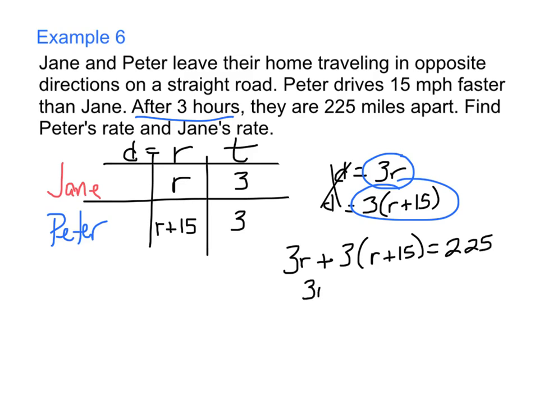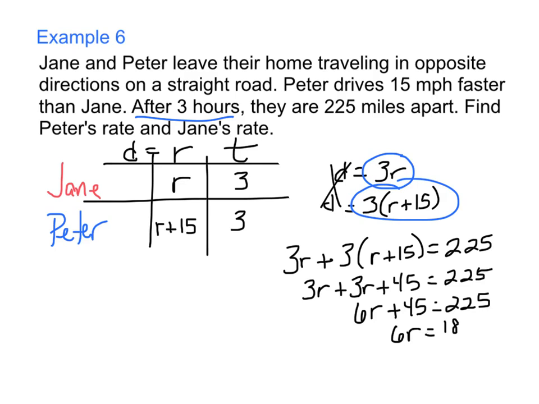Let's distribute. 3R plus 3R plus 45 equals 225. 6R plus 45 equals 225. We combine like terms. Subtract 45, that gives us 6R equals 180. 180 divided by 6 gives us 30. So a rate of 30. Now who's 30? Who has R? It's Jane. So Jane travels 30 miles per hour.